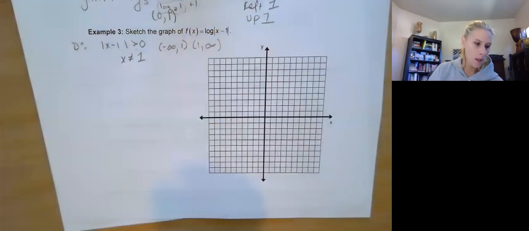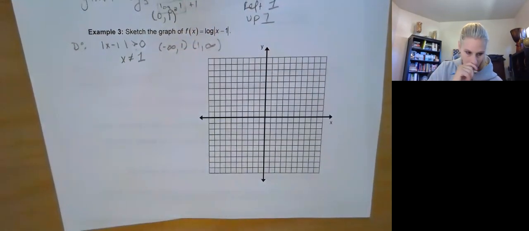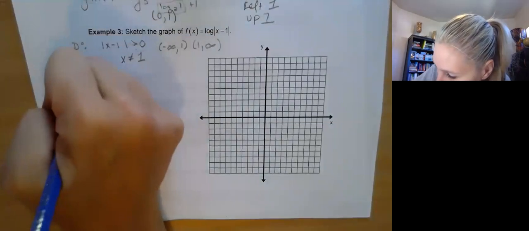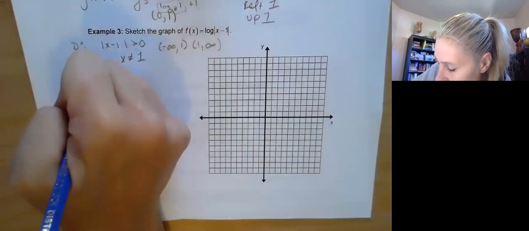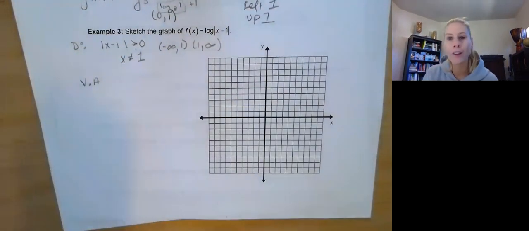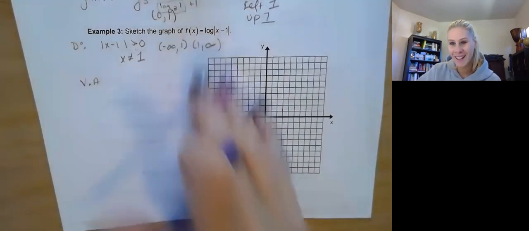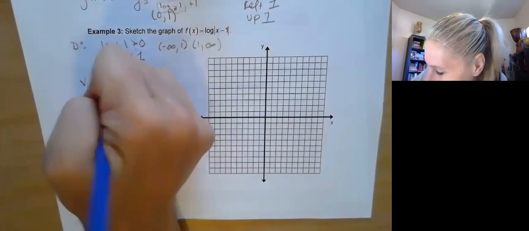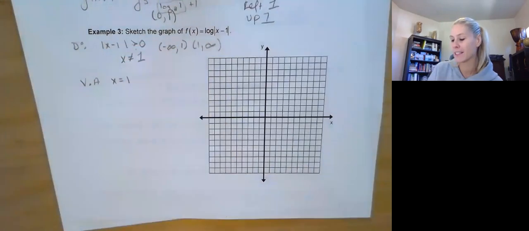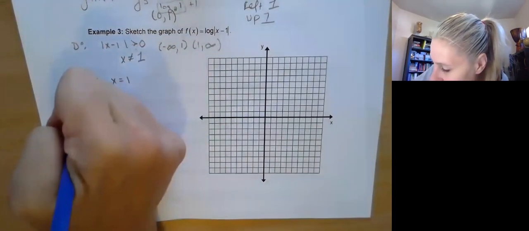Okay. Let's see, our vertical asymptote. Of course, that means, well, what's the only value that can't work here? 1. So x equals 1 is our vertical asymptote. X-intercepts.